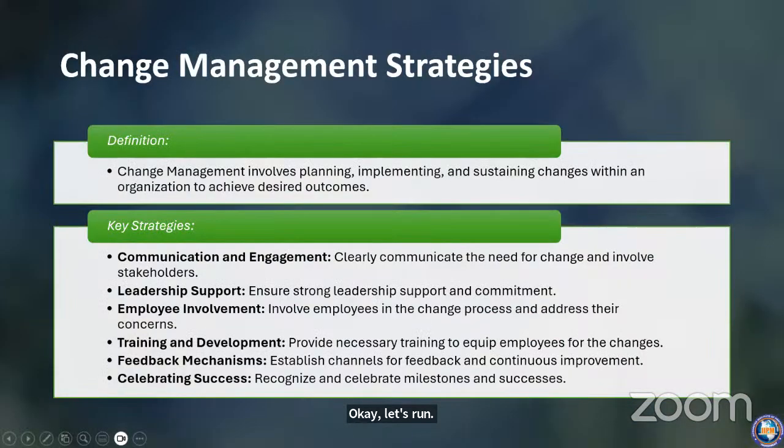Now, we have the change management strategies. By definition, change management strategies involve planning, implementing, and sustaining changes within an organization to achieve desired outcomes. Key strategies here involve communication and engagement, leadership support, employee involvement, training and development, feedback mechanisms, and celebrating success. Every one of us should be a master of change. Every one of us as consultants should be a master of change. Master the art of managing change. That's very, very important.